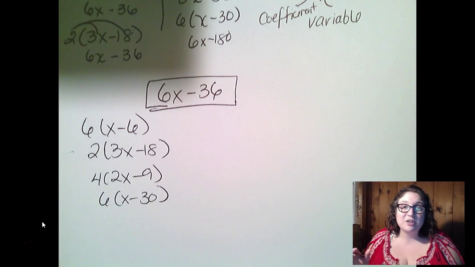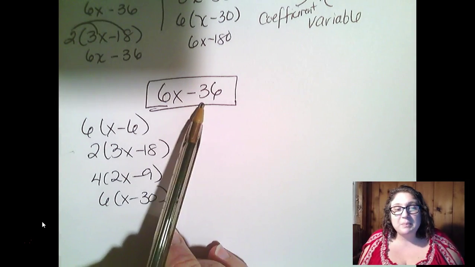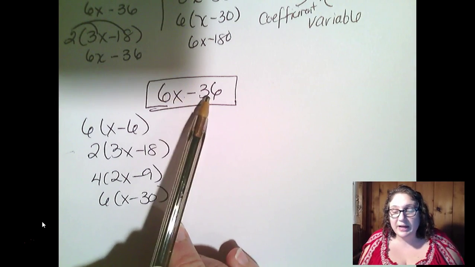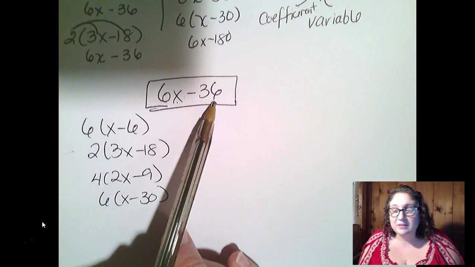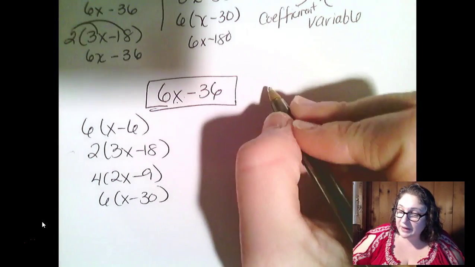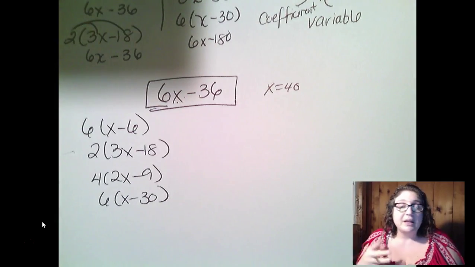Let's say you totally forgot how to distribute. What we're going to do is pick a big number, because this is a negative sign and we're going to be subtracting, we're going to make x a number bigger than this. I'm going to pick 40, and I'll just write on the side x equals 40. Now all we do is substitute.